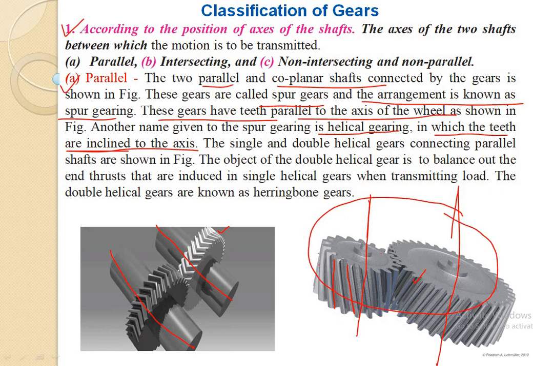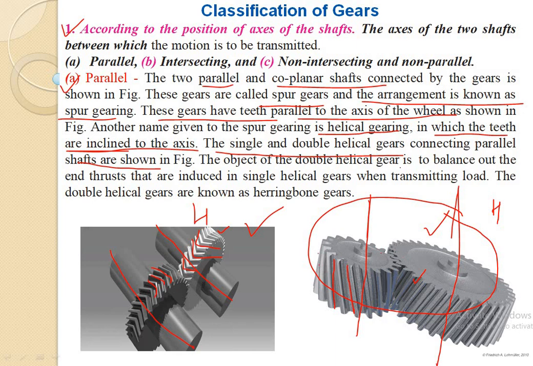Now in this case, there are also single and double helical gears connecting parallel shafts, as shown in the figure. This is a double helical gear because there are two helices which are inclined to the axis of the shaft. This is the double helical gear and this is the single helical gear. This is also a helical gear and this is also a helical gear. Now this is a single helical gear and this is a double helical gear.